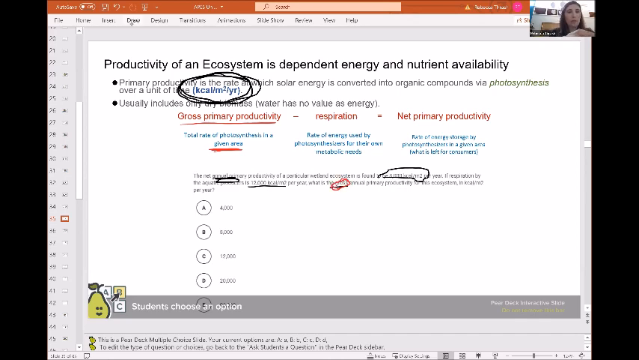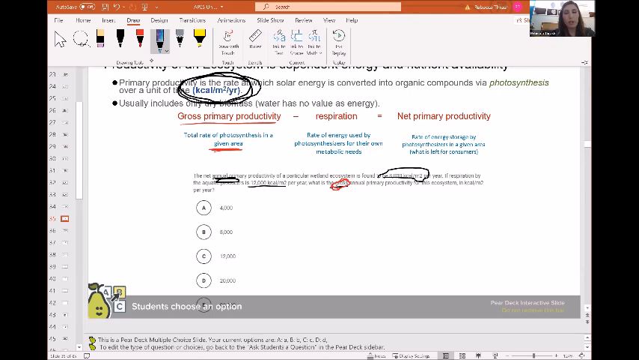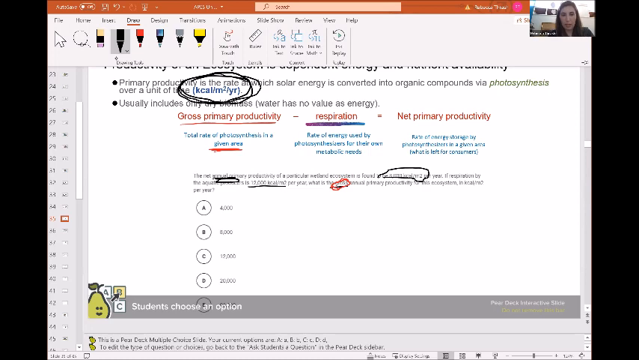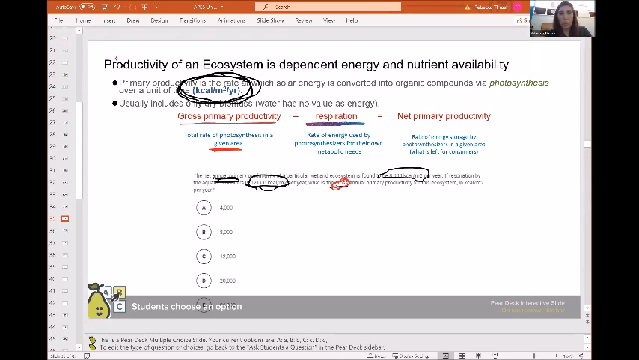And then you've got the amount of respiration here, okay? That's the rate of energy used by photosynthesizers for their own metabolic needs. Well, that's what we've been given here, right? Respiration is 12,000. And so we know the net. The net was this 8,000 kilocalories per meter squared. So if you do the math based off of this, what should be the gross primary productivity?